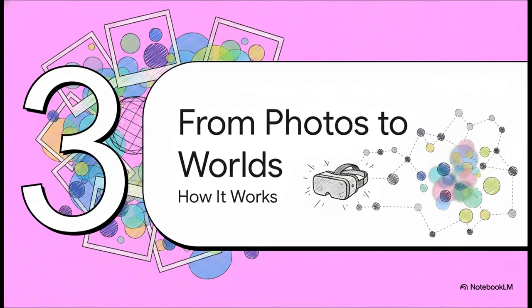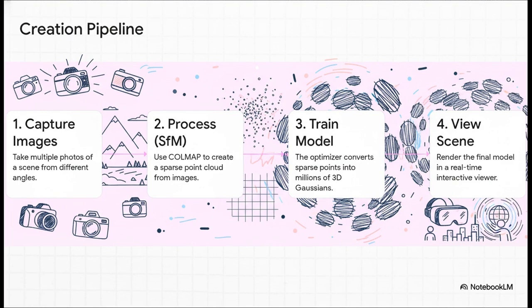Okay, so that's the theory, which is cool and all. But how do you actually do this? How do you go from a bunch of pictures on your phone to a 3D world you can walk through? Well, the process is actually more straightforward than you might think. It all starts with photos. You just take a whole bunch of pictures of something from all different angles. Then, you feed those images into a program like COLMAP, which uses a process called structure from motion to figure out where you were standing for each photo. It spits out a kind of basic 3D skeleton of the scene.